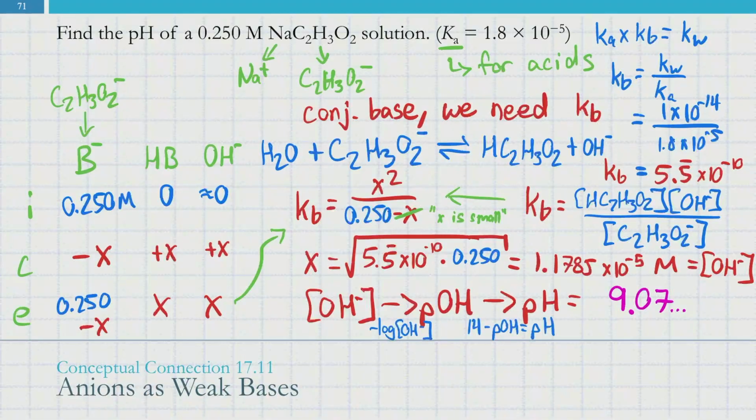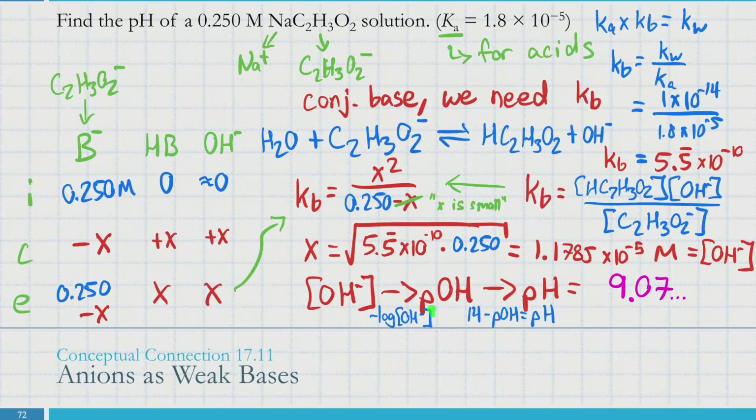So we've added a couple more steps. The main step that we added here compared to our things before was using this Ka times Kb equals Kw. That was kind of the main step, a very important step. Otherwise, it's the same ICE table. The x is small approximation works. And then we do a little bit of rearranging, reformulating to calculate our pH. Questions?